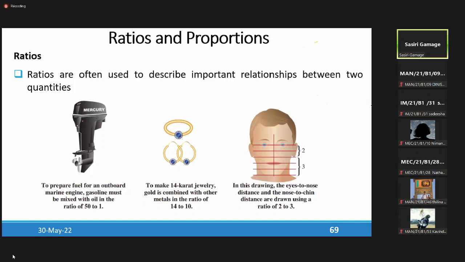I think you are familiar with these three wheelers. Some three wheelers use that lubricant oil.